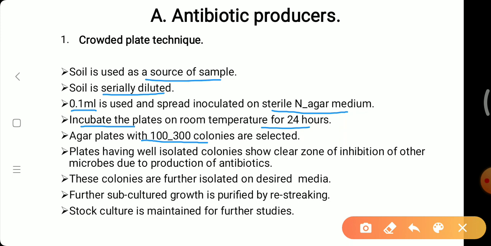After that, the plate having well isolated colonies shows clear zones of inhibition of the other microbes due to the production of antibiotic. If in the soil sample, an organism has the capability to produce antibiotic, that will show the zone of inhibition. These colonies are further isolated on desirable media. We will pick up these colonies from this plate and streak them onto another plate. Further, subculture growth is purified by restreaking. Stock culture is maintained for further studies.